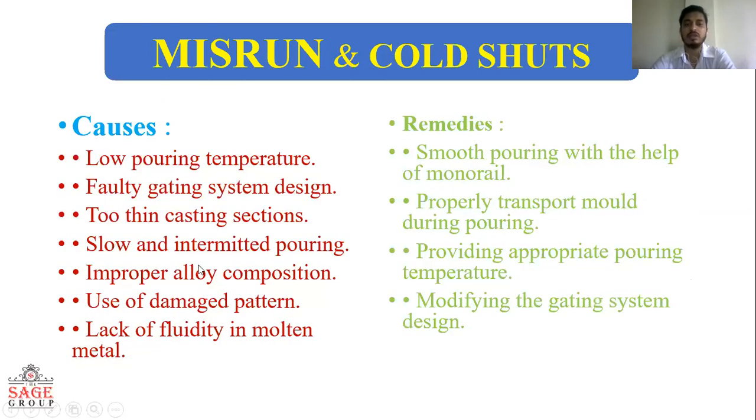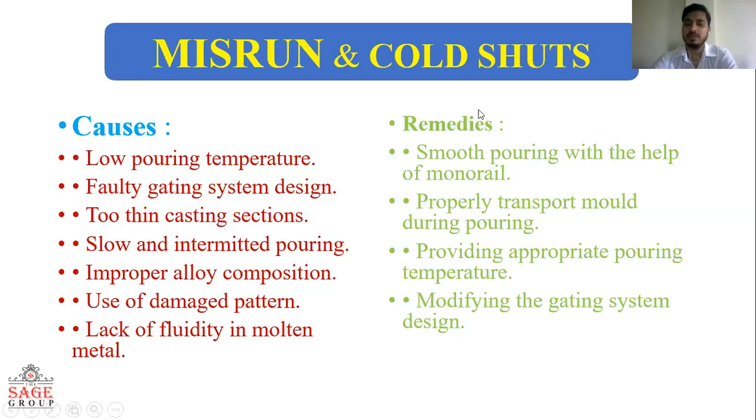What are the causes of misrun and cold shut? Low pouring temperature, faulty gating system design, too thin casting section, slow and intermittent pouring, improper alloy composition, use of damaged pattern, lack of fluidity in the molten metal. So these are the causes of the misrun and cold shut defects.